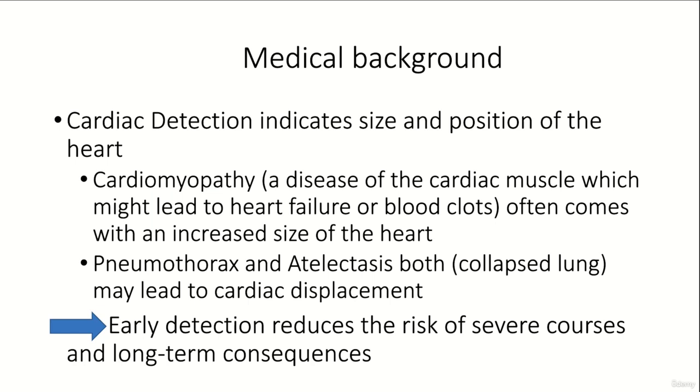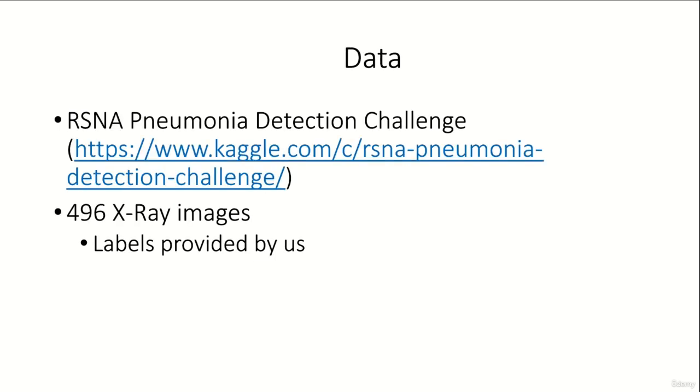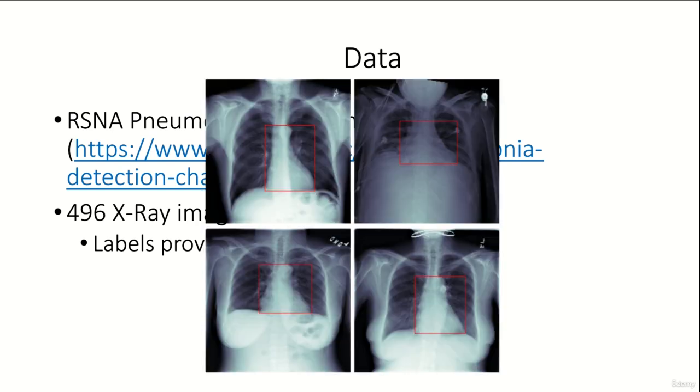In order to tackle this problem, we manually annotated the position of the heart in 469 X-ray images provided by the RSNA Pneumonia Detection Challenge, which we already used in the last project. Alright, let's look at some example images. The overall goal is that our model is able to predict those bounding boxes on all chest X-ray images.